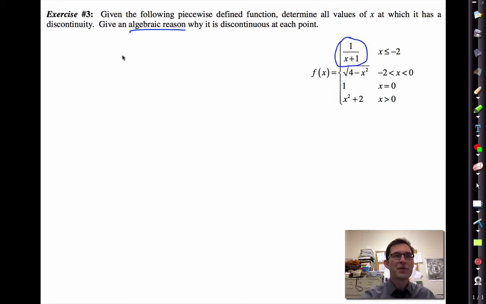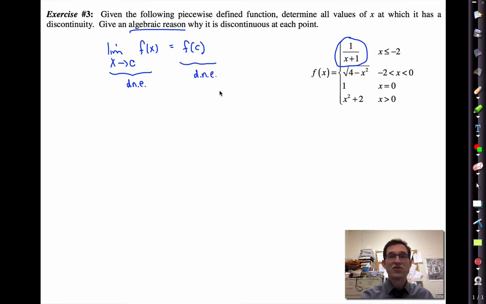Now remember, I'm going to put this up: the limit of f of x as x goes to c equals f of c. Now this can fail for a lot of different reasons. Remember, it can fail because this doesn't exist. It could fail because this doesn't exist.